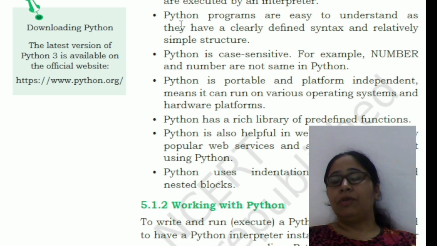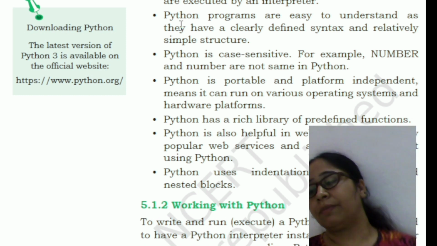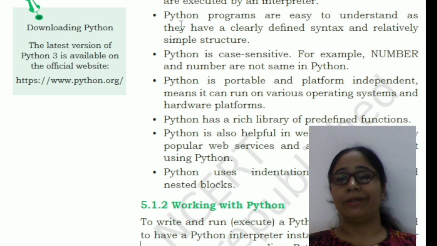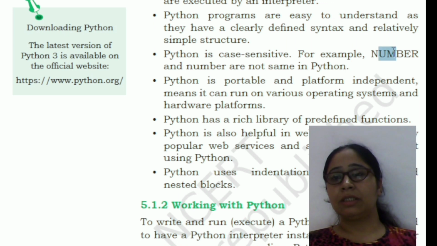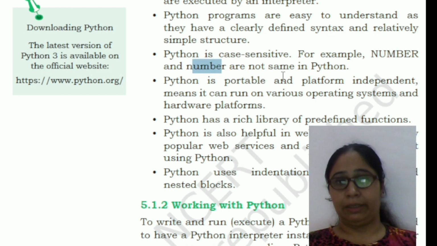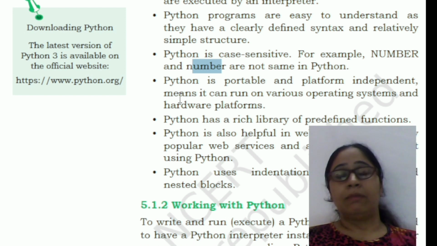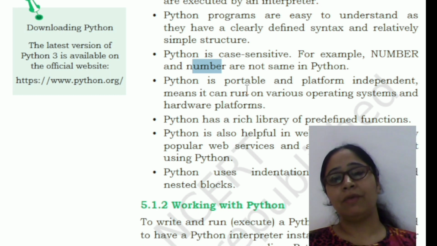One of the main features of Python is it is case sensitive. Case sensitive का meaning क्या है? अगर there are two words like number and number, if we write number in capital letters and in small letters, then both are not same in Python. Okay. Next, Python is portable and platform independent. Portable means it can run on different operating systems and hardware platforms.